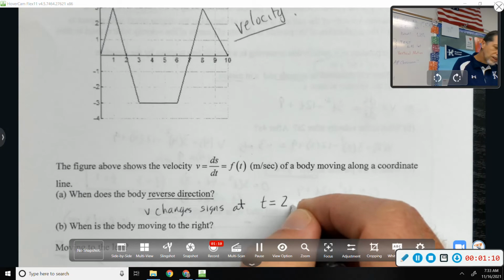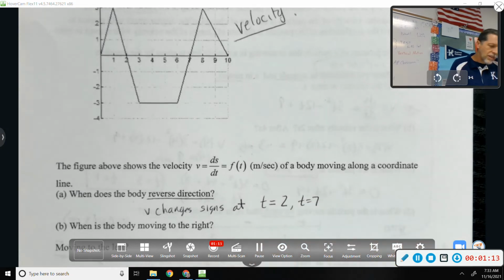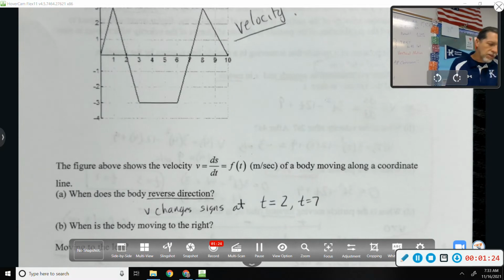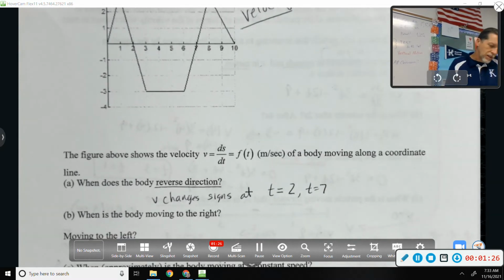2, 7. 0 and 10 you can't really say because you don't know what's happening on the other side of 0 or on the other side of 10. So maybe, but we're not even looking past 0 or 10. So 2 and 7 would be the only places.